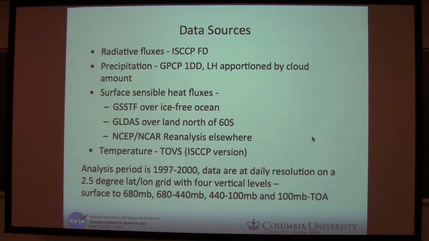Precipitation is from GPCP, a 1 degree daily data set. That's a merged microwave, infrared, and rain gauge based product. We had no vertical information for the heating other than in the tropics where we have TRMM, but we needed global. So we tested a variety of different measures and we found that the best results were obtained by apportioning the latent heating throughout the column according to the cloud amount in that column.